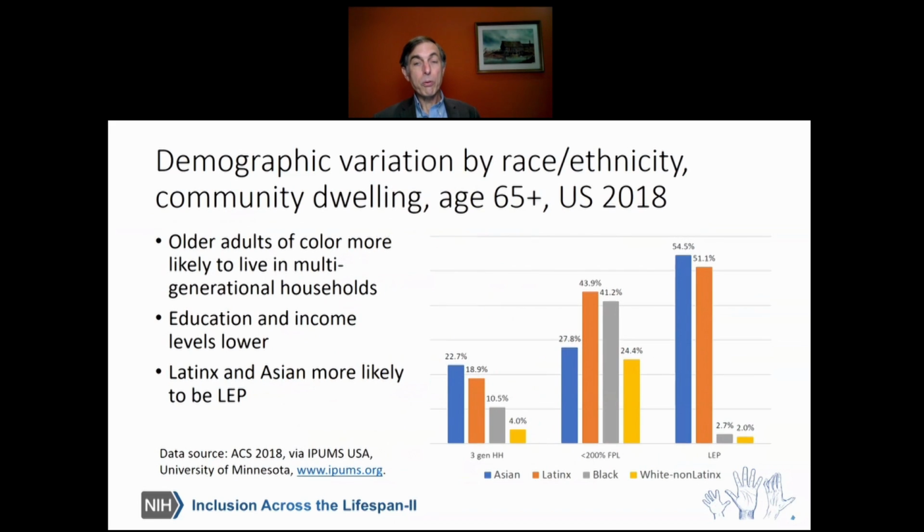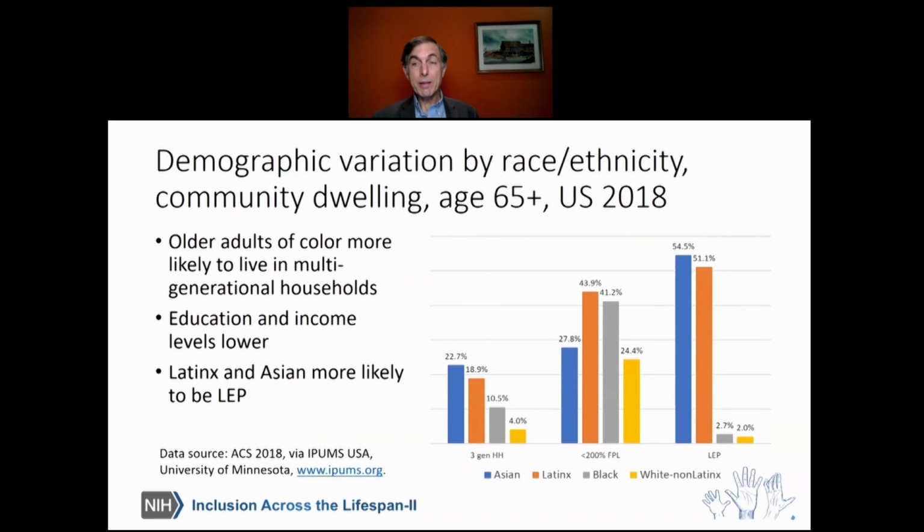The income profile varies rather dramatically by race and ethnicity as well. So you can see here that 2 out of every 5 Latinx and African American older adults are below 200% of the federal poverty line. So to the extent that income is a factor in participating in clinical trials, it's going to be almost twice as much of an issue for Latinx and African American elders as for Asian and non-Latino white elders.